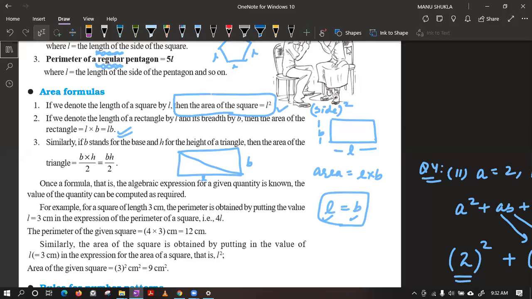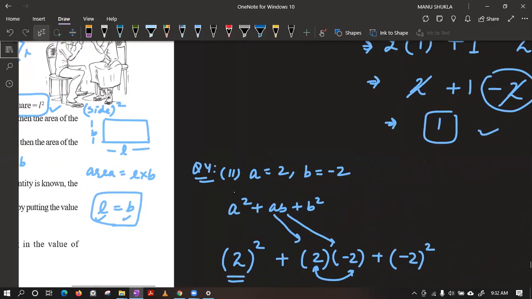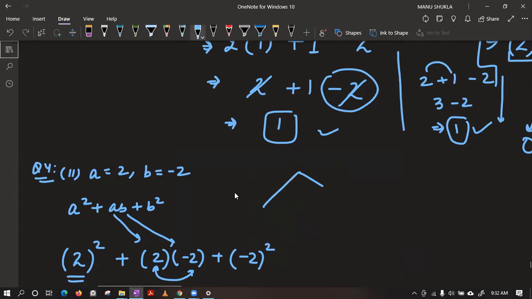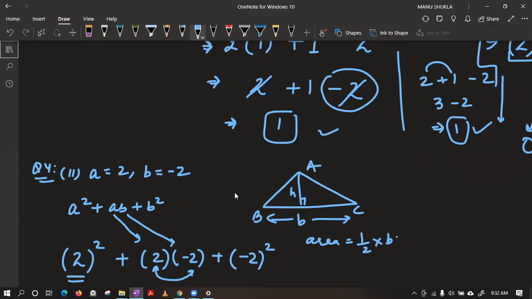Then we have a rectangle whose area is length into breadth. The third one is the area of a triangle. We have studied that the area of a triangle is given like this. Suppose this is a triangle ABC, and the height is H, base is B. We can say the area of a triangle is given by half into base into height. I hope you all have studied this formula for the area of a triangle.